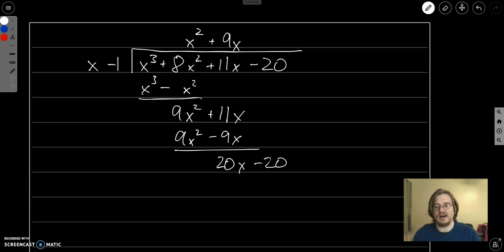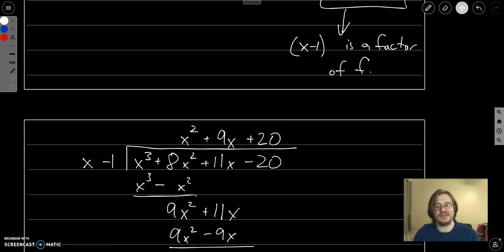Pull that down. X goes into 20x 20 times. 20 times x is 20x. 20 times negative 1 is negative 20. And this confirms what we already knew. These cancel and these cancel. So I have a remainder of 0, which means that x minus 1 divides my polynomial evenly, which I knew it should because it is a factor of the polynomial.